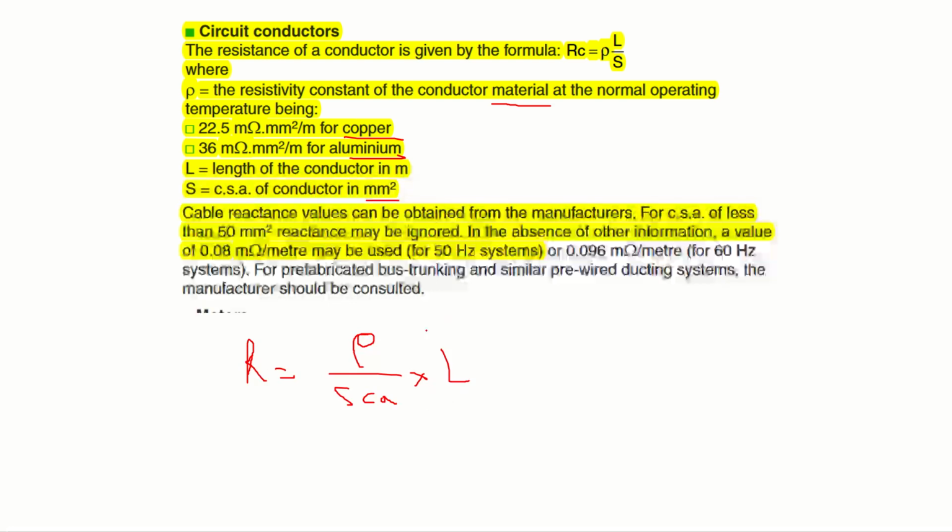And we will consider X, as we have seen: X is equal to 0 for cross-section areas which are lower than 50 square millimeters, and X is equal to 0.08 milliohm per meter for cross-section areas which are higher than 50 square millimeters.